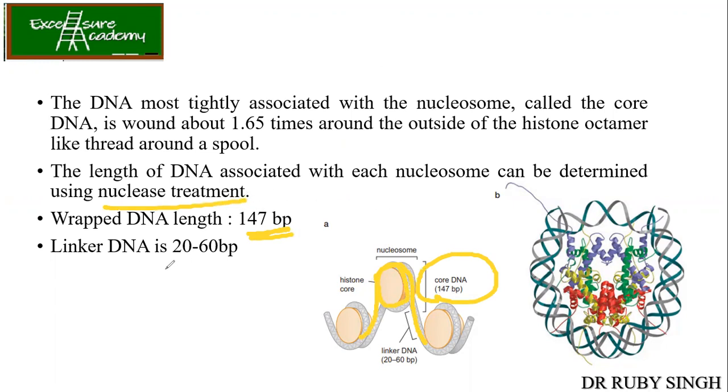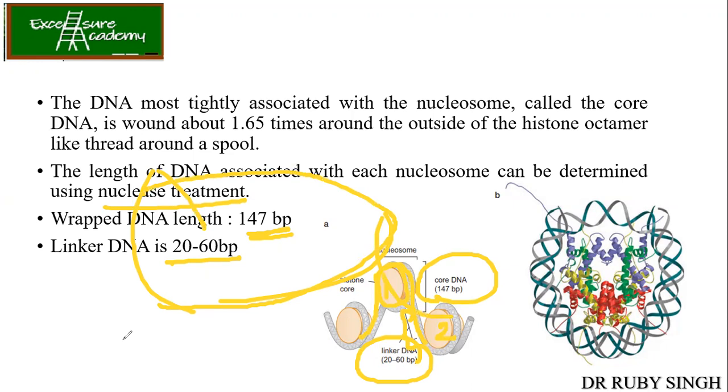Now linker DNA will vary from 20 to 60 base pair. This is your linker DNA, that is, the distance between the two nucleosomes. Unless the linker DNA length is mentioned, you have to assume that it is around 20 to 60 base pair. Now guys, this is important because these values will be used whenever numericals come up.